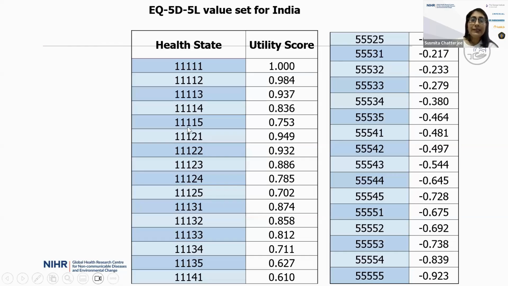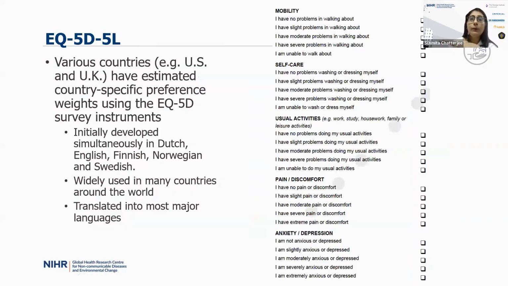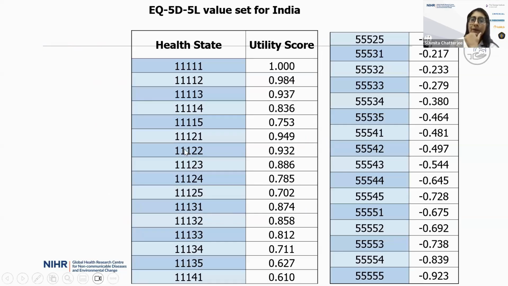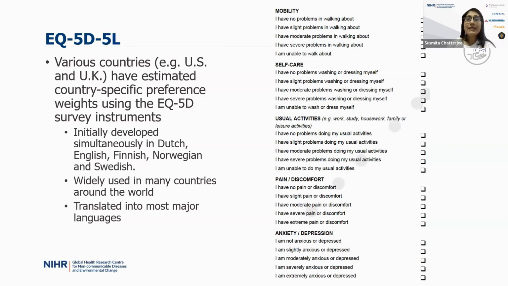If I say something different, suppose here, 1, 1, 1, 2, 2. Look at number 7 row here, 1, 1, 1, 2, 2. What does it mean? I said I have no problem in mobility, no problem in self-care, no problem in usual activity, but I have a slight problem in pain and discomfort. I am slightly anxious and depressed. And then the utility score changed. It became 0.932. That means I'm not in perfect health. I have something to worry about. Okay, so this is how it is.